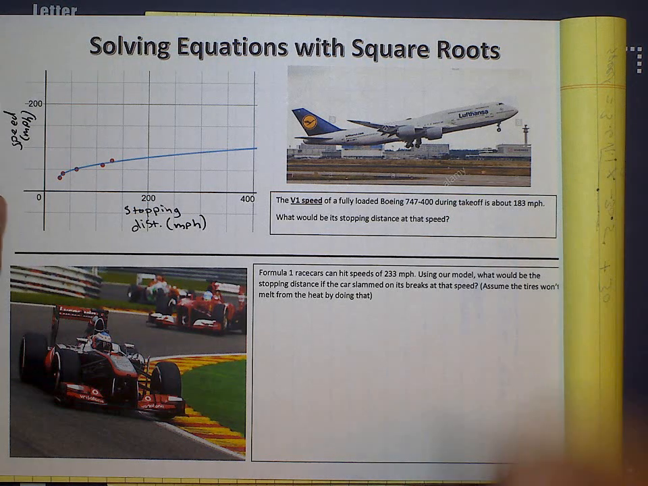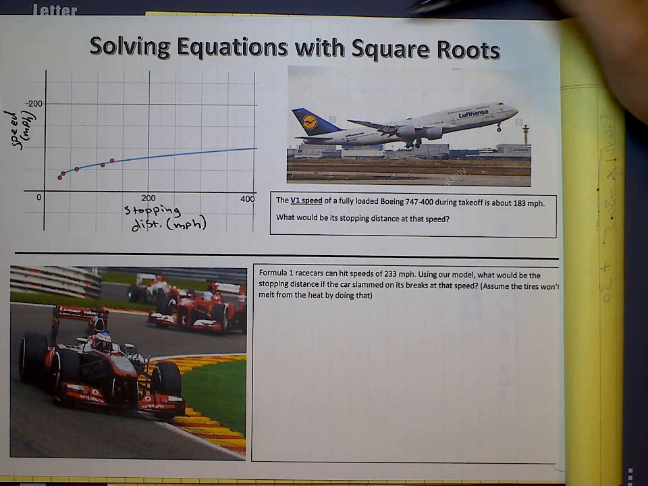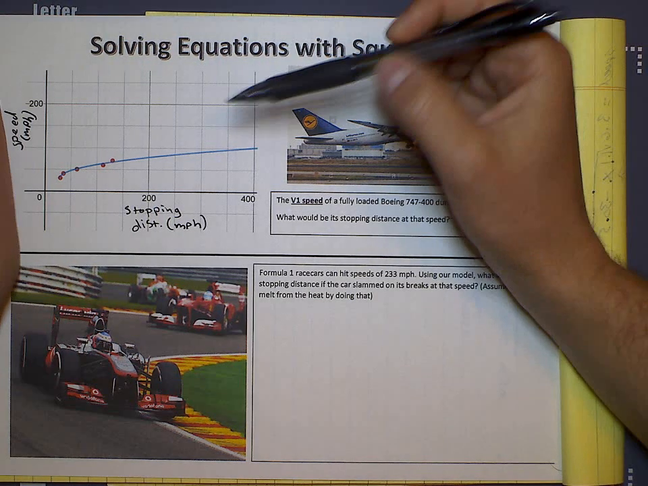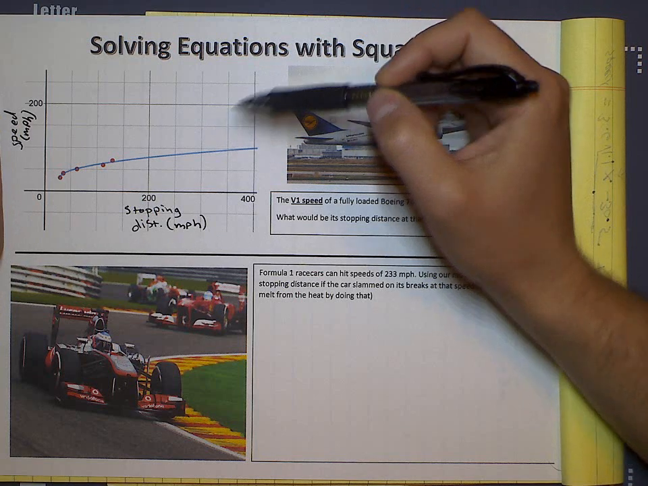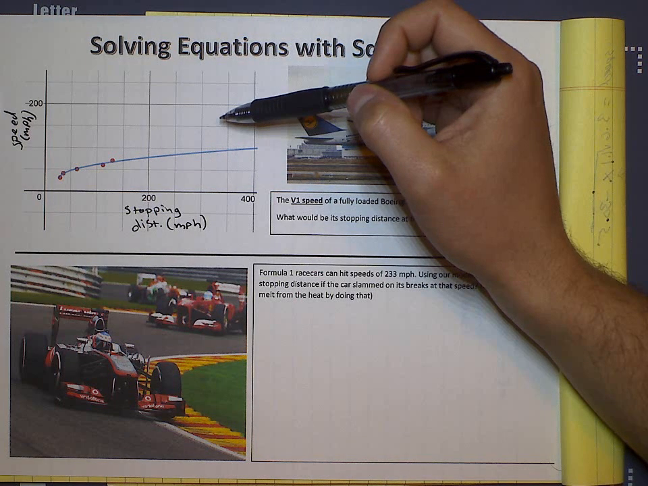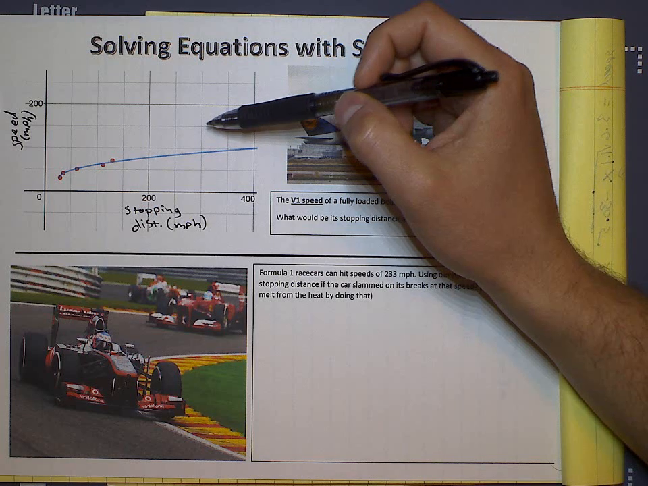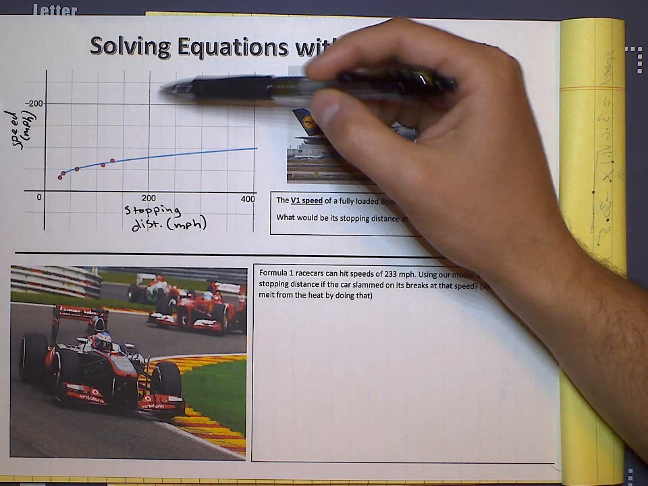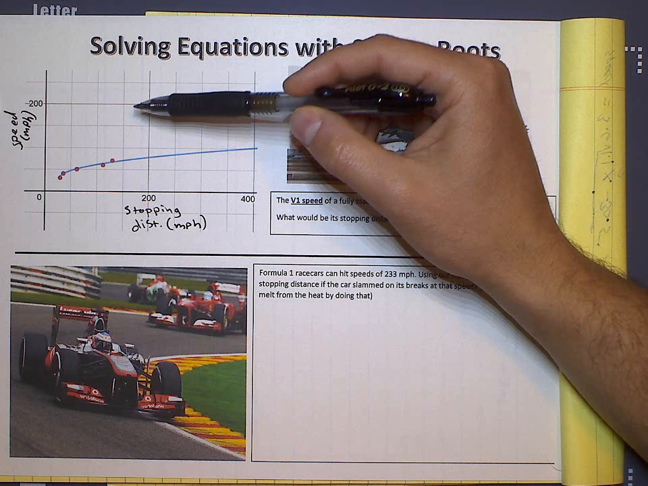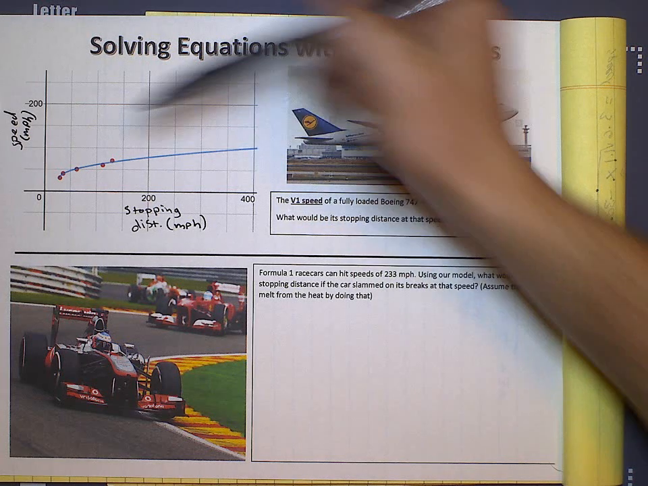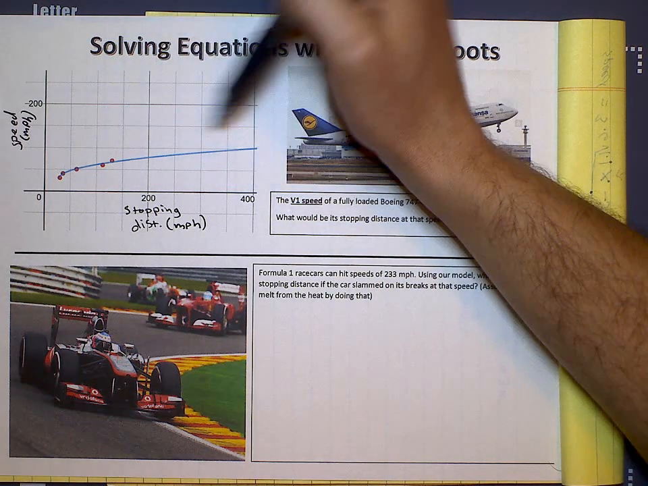Hey guys, this week we're going to be looking at solving equations with square roots. To start this off, think about the activity that you did 2 weeks ago where you looked at the video of the stopping distance of a Porsche at different speeds and you plotted the data as a table into Desmos, and Desmos gave you a graph that looked like this.